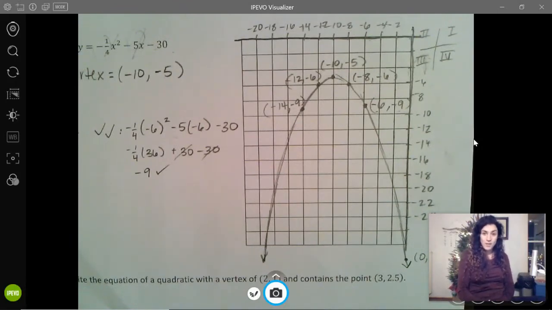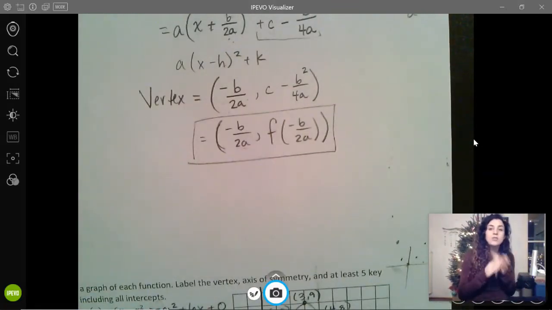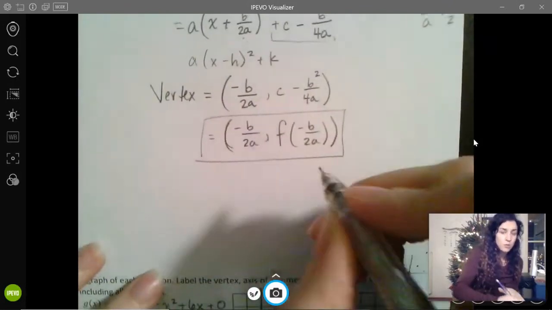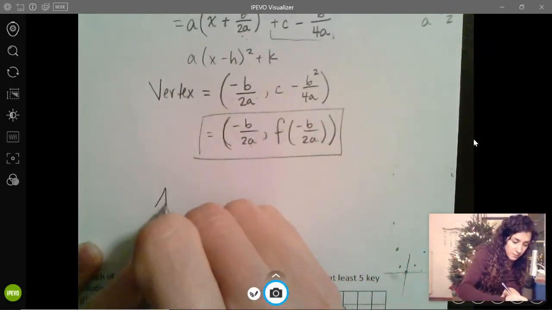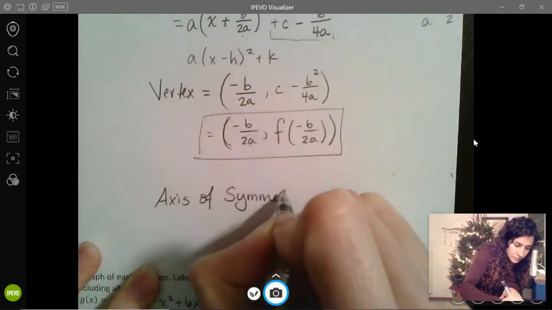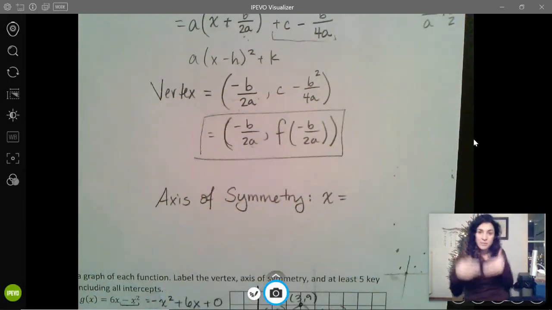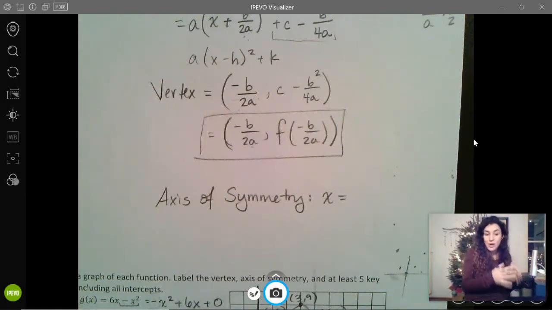There's one more thing that I want to talk to you about, and that is our axis of symmetry. We've talked about it a bunch already, but realize that your axis of symmetry always goes through your vertex, and it's always a vertical line. The equation of a vertical line is x equals a number, because that's how we write equations of vertical lines. That number is the x value of our vertex.